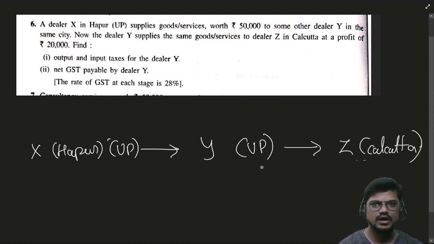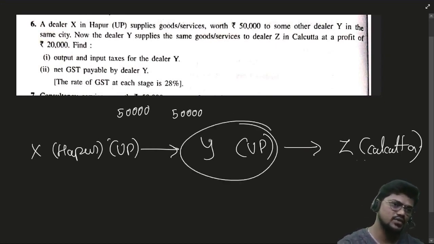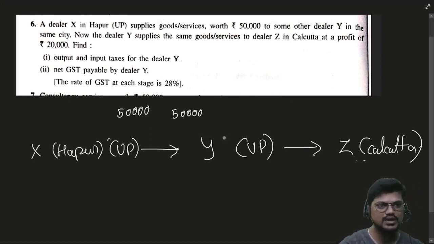Right? And what is the cost they have said? A dealer supplies goods and services worth rupees 50,000. So 50,000 is the selling price for dealer X. So that will be the cost price for dealer Y, to some other dealer in the same city. Now the dealer Y supplies the same goods or services to dealer Z in Calcutta at a profit of 20,000. So if the dealer Y is taking a profit of 20,000, that means he will sell the product at what price?